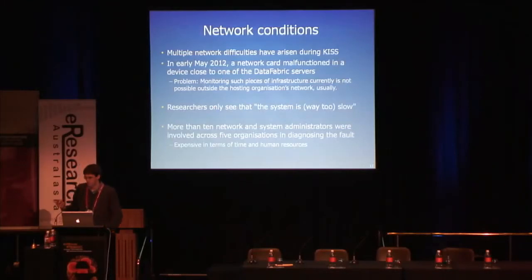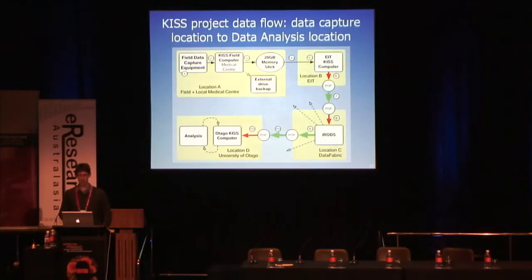But then we ran into various network problems as well, because, of course, we're operating over a very complicated collection of different types of campus or other organizations. For example, here we had one malfunction in a network card close to one of the data fabric systems. All the researchers saw was that things just went slow, too slow to be usable in its current form. But in the end, more than 10 network and system administrators were needed across 5 different organizations to diagnose the fault. So it was a very interesting case of how you federate the management of this e-research infrastructure, and a huge amount of progress has been made to fix that.